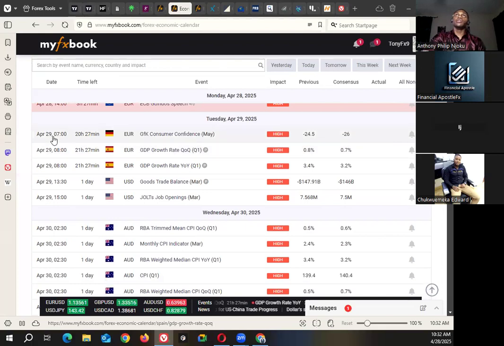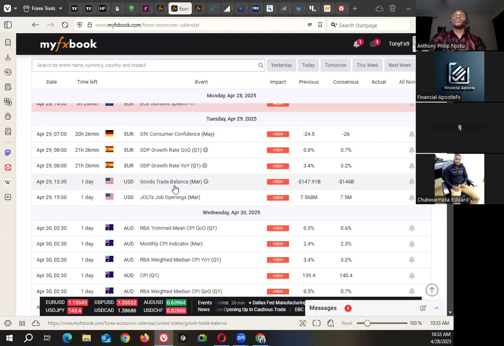Then on Tuesday, London session, we have consumer confidence for euro, which, if it goes higher than minus 26, is going to make euro strong, Germany to be precise. Then we have the GDP growth in Spain. If the GDP is higher than 0.7, it is good for euro. If it is lower than 0.7, it is bad, which means that the country is not actually growing, it is dying. Then over here is also the year over year figure, last year against this year, quarter one. If it goes higher than 3.2%, it is good for euro. Lower than 3.2%, it is bad for euro.